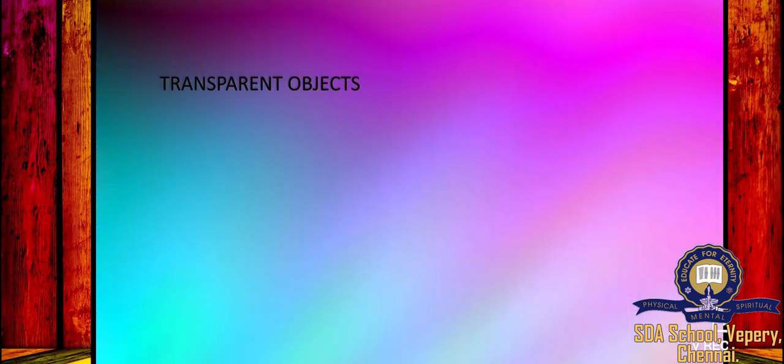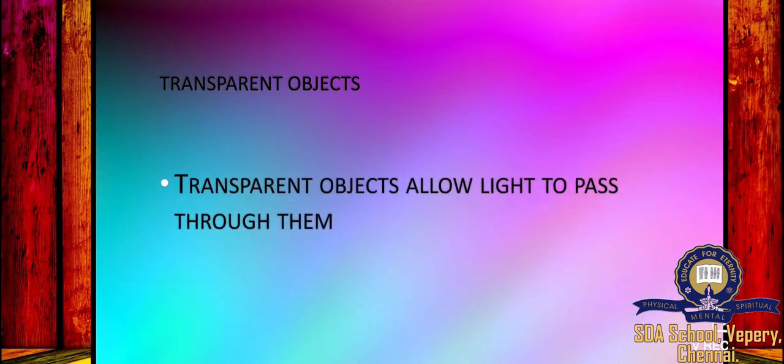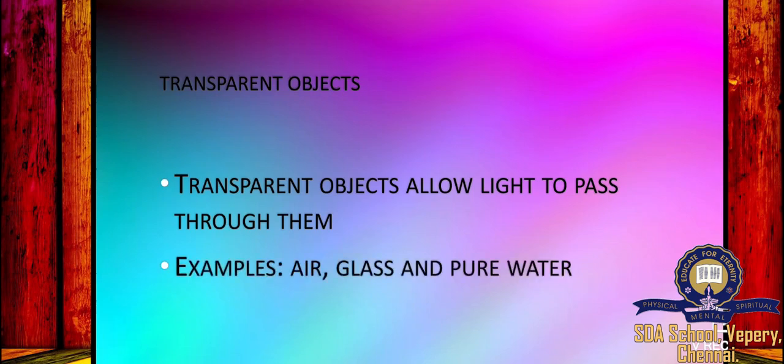Now we are going to learn about transparent objects, translucent objects and opaque objects. First we are going to learn about transparent objects. Transparent objects will allow light to pass through them. So for example, air, glass and pure water.